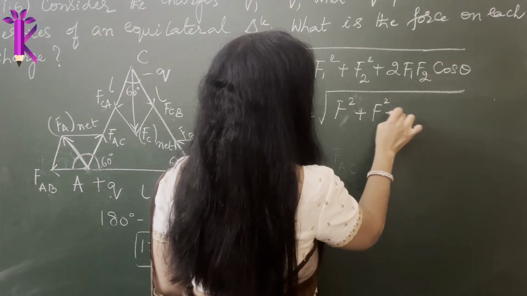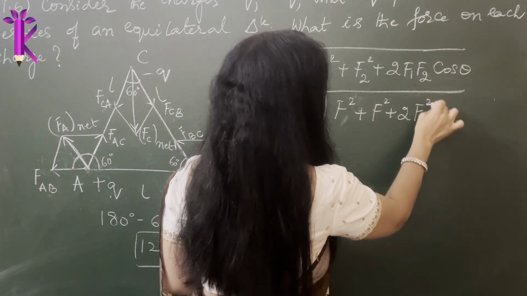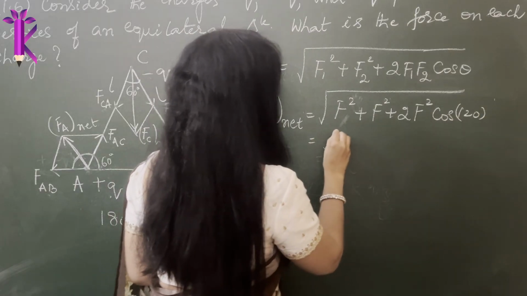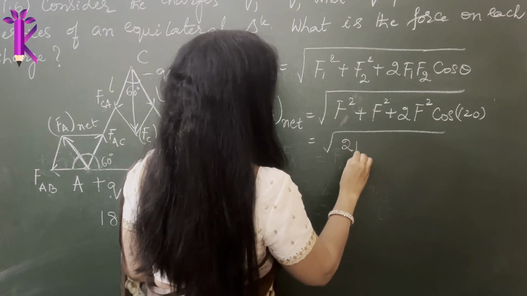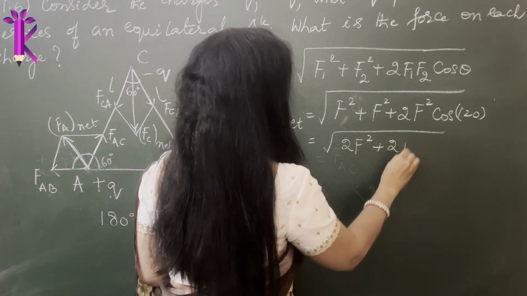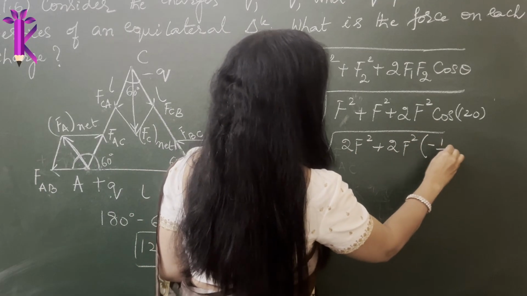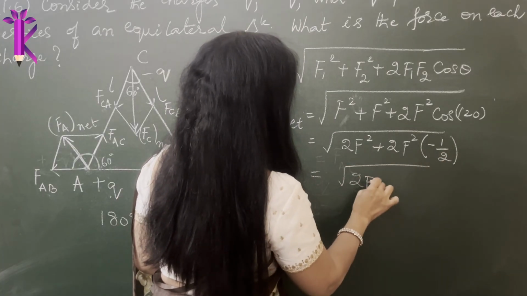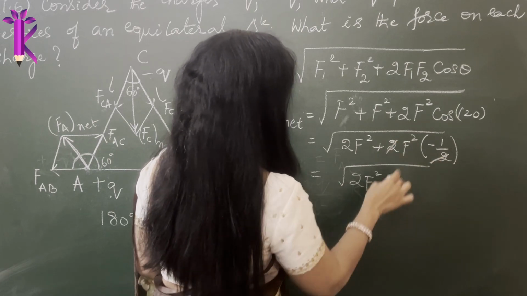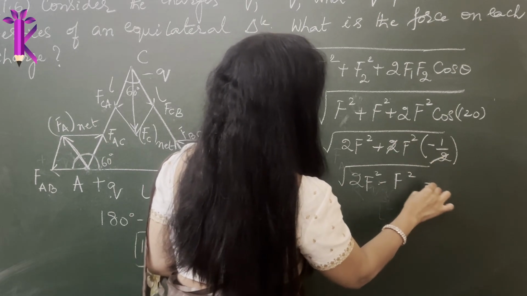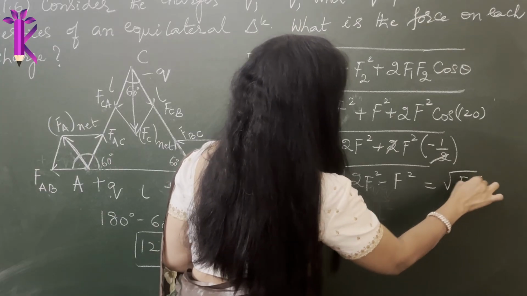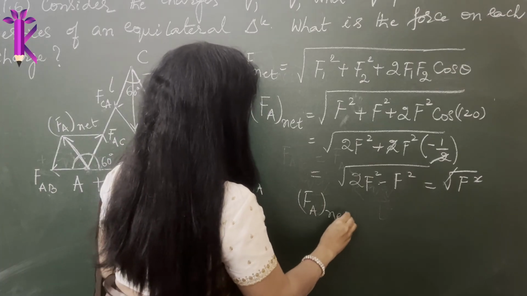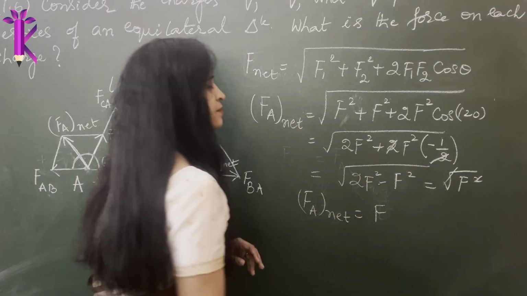plus F square plus 2 into F square cos 120. It is cos 120. So that will be square root of F square plus F square, which is 2F square, plus 2F square, and cos 120 is minus 1 by 2. So therefore this will be square root of 2F square, 2 and 2 get cancelled, minus F square, which is nothing but square root of F square. So square and root get cancelled. So what will be the net force on A? The net force on A will be simply F.